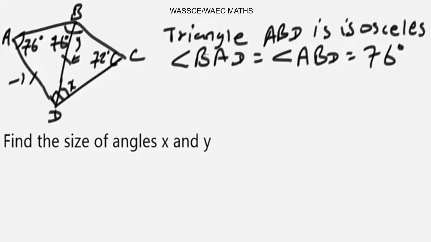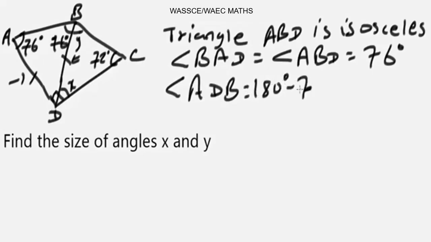Okay, now that we established this fact, the next fact we need to establish, since we are asked to find the size of angles x and y. Okay, now let's begin by getting angle x. Now to get angle x, that means angle ADB equals 180 degrees minus 76 degrees minus 76 degrees.